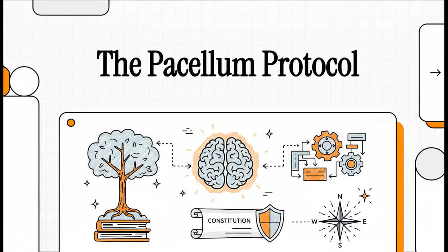So, what if you had a personal operating system? You know, a set of guiding principles, not to box you in, but to help you navigate this ridiculously complex world with a bit more clarity, a bit more purpose. Well, today we're going to dive into this really fascinating framework called the Pacellum Protocol, and it's designed to be exactly that, a constitution for yourself.